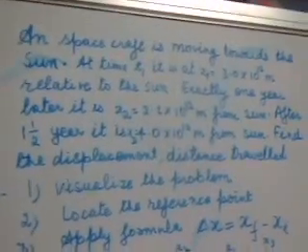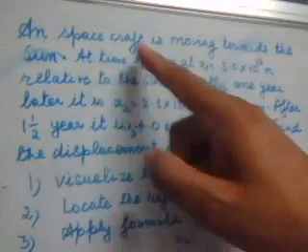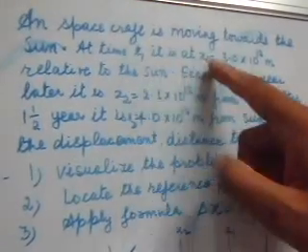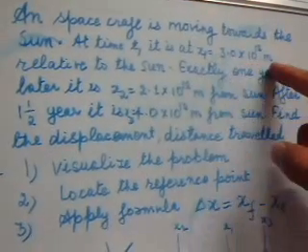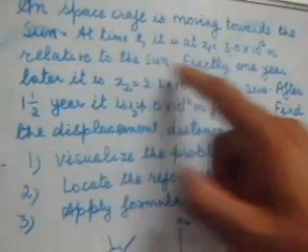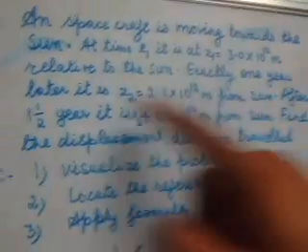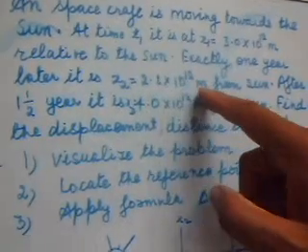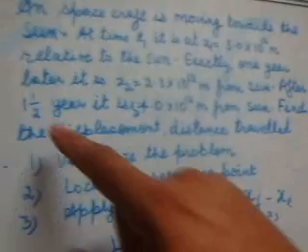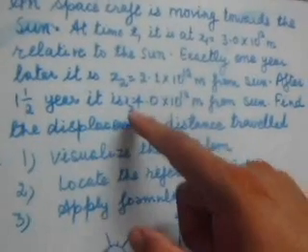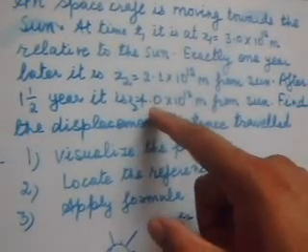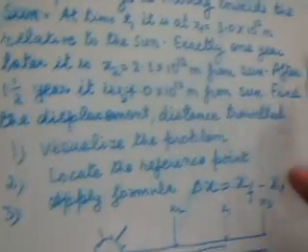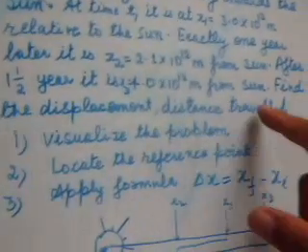In this example, a spacecraft is moving towards the sun. At time t1 it is at x1 equal to 3 × 10^12 meters relative to the sun. Exactly 1 year later it is at x2 equal to 2.1 × 10^12 meters from the sun. After 1.5 years it is at x3, 4.0 × 10^12 meters from the sun. Find the displacement and distance traveled.